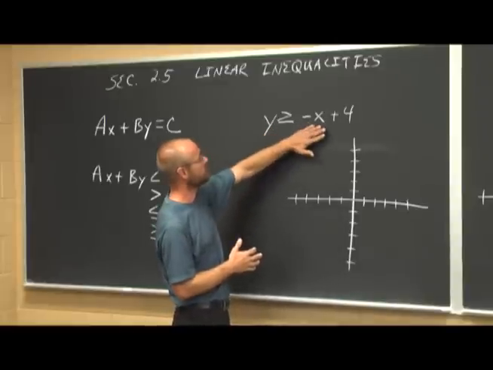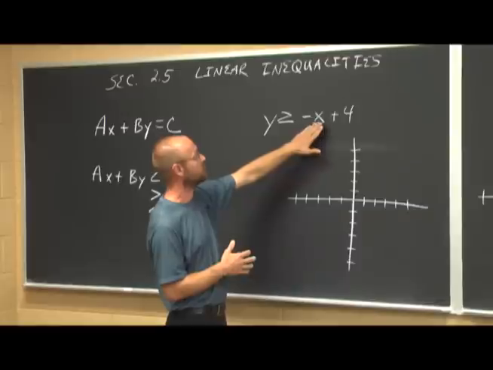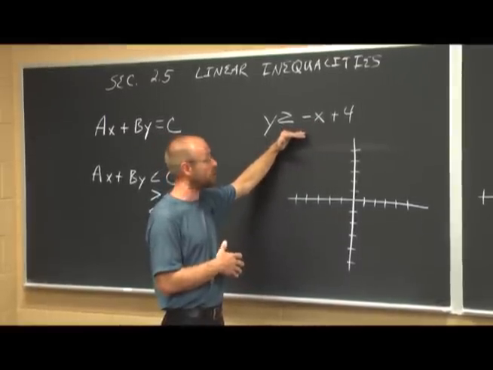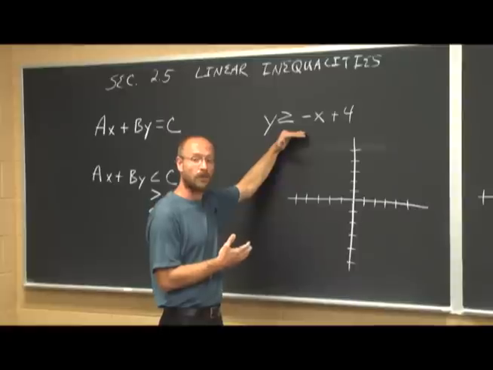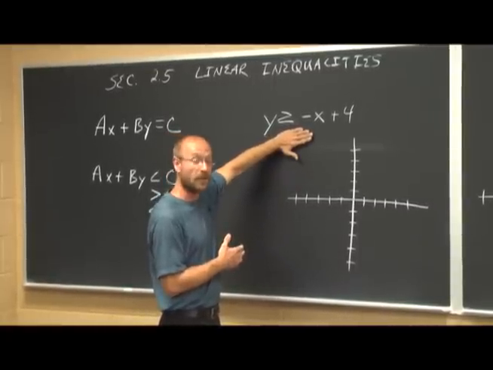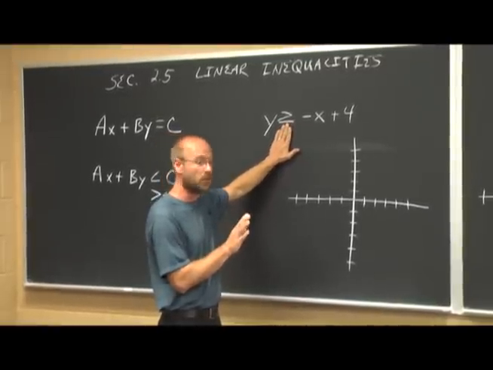So if we look at this linear inequality, we have y is greater than or equal to negative x plus 4. Now, how we graph a linear inequality isn't much different than how we graph a linear equation. We essentially want to graph it as just that, a linear equation, so we can think of this as an equal sign just for a moment.